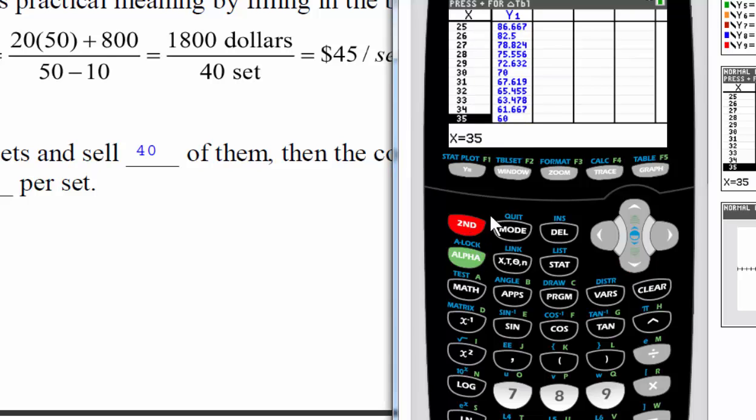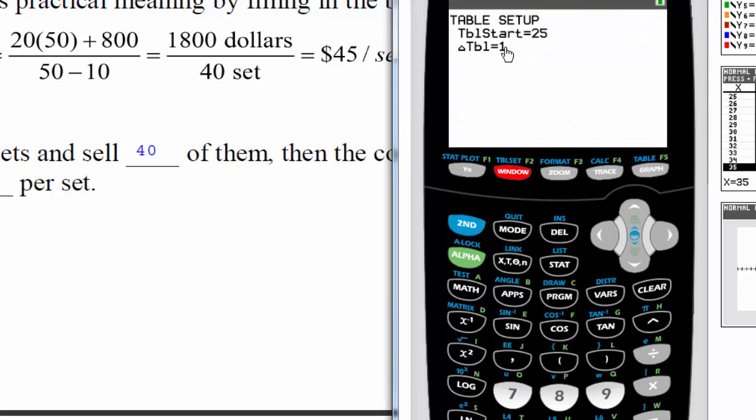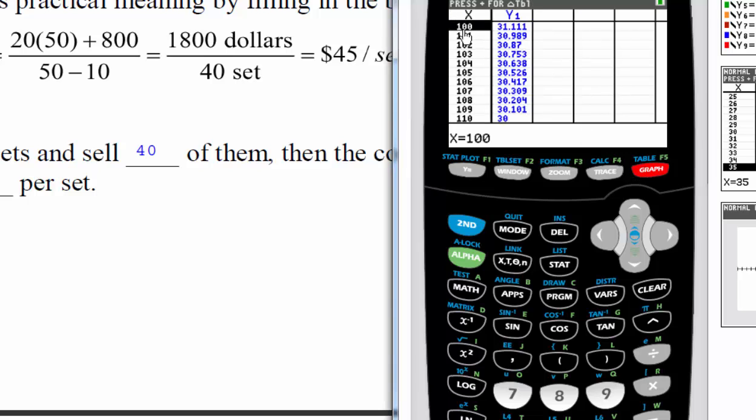Or I can actually go to my table setup, and instead of starting at 0 or 25, maybe I'll start at, say, 100. Okay? And now when I press second and the graph key, you can see, okay, well at 100 I'm now at 31. As I keep scrolling down, oh look at that, at 110 I get 30.